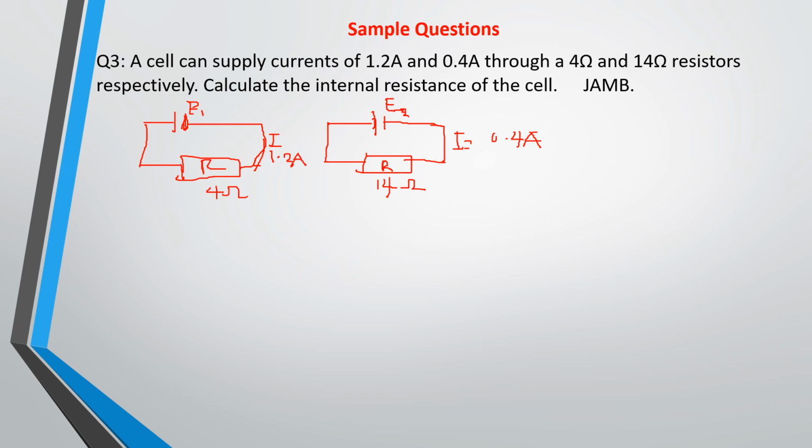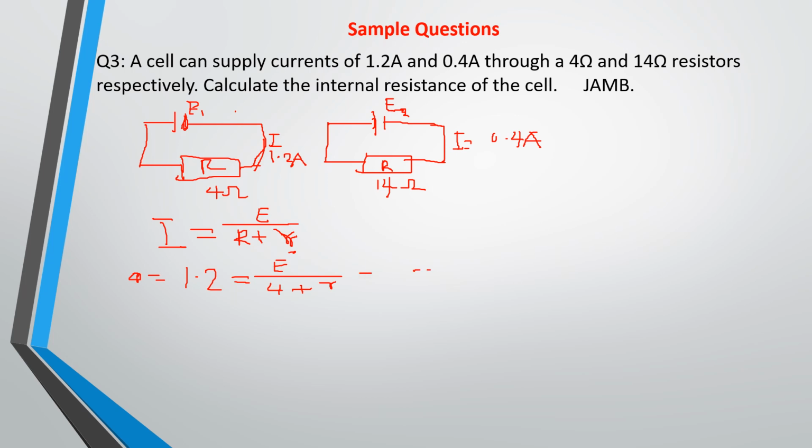So indeed there are two cases here. But before that, remember that this is the formula that you are applying: I is equal to E all over external resistance plus internal resistance. So if internal resistance is small r, in the first case, the current is equal to 1.2 amp, and you don't know the internal resistance. So this will be I equals 1.2 is equal to E all over 4 plus r.